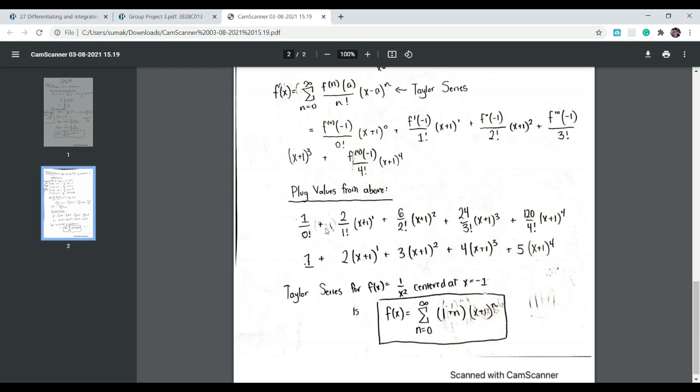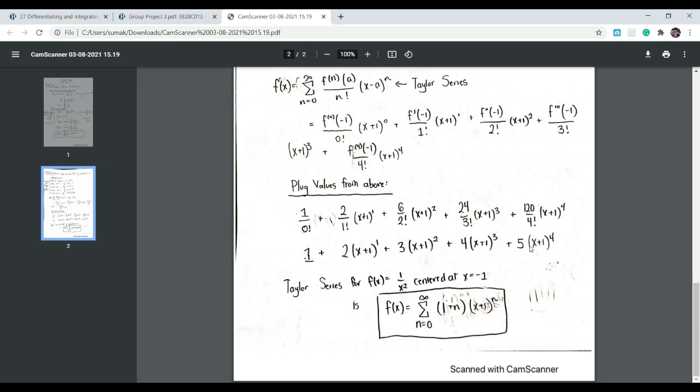After I simplified it here, I got 1 plus 2 times x plus 1 to the first plus 3 times x plus 1 to the second, and so forth. And then I noticed this was an easy power series to come up with. You'll notice that you're simply adding 1 to the coefficient, so I just did 1 plus n, fairly simple, and then the x plus 1 stays constant, so x plus 1 to the n. So yeah, that is the Taylor series for f of x equals 1 over x squared centered at x equals negative 1.